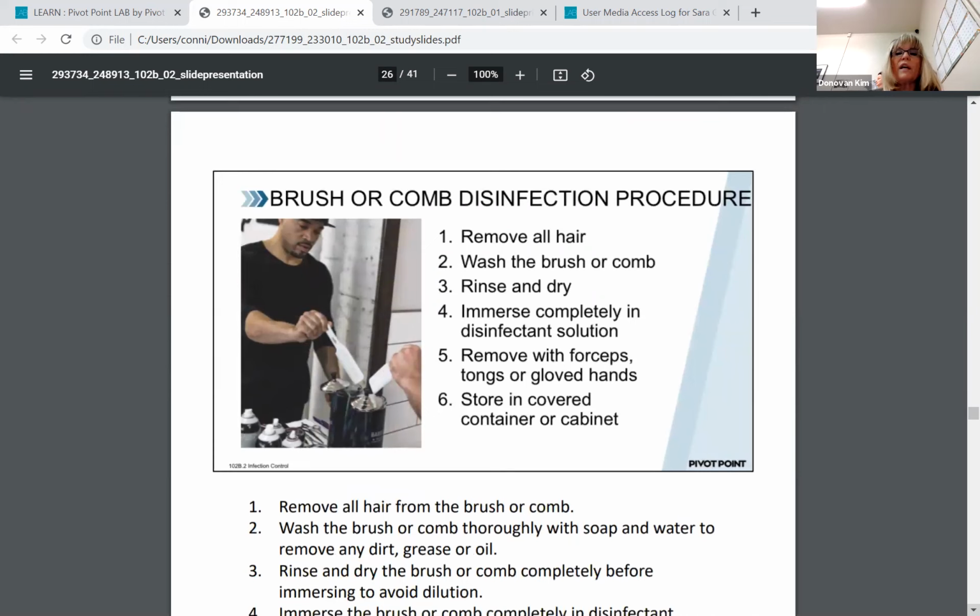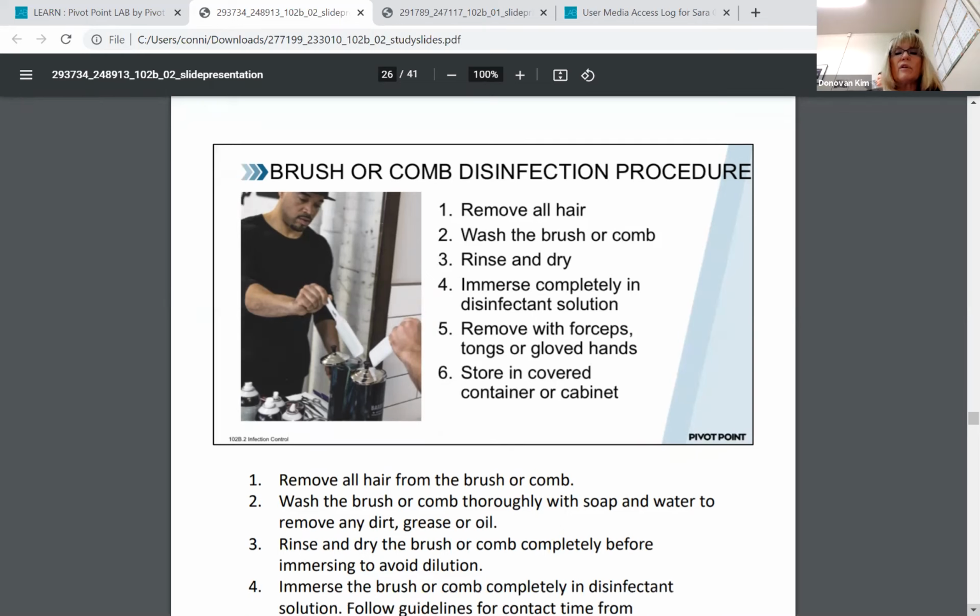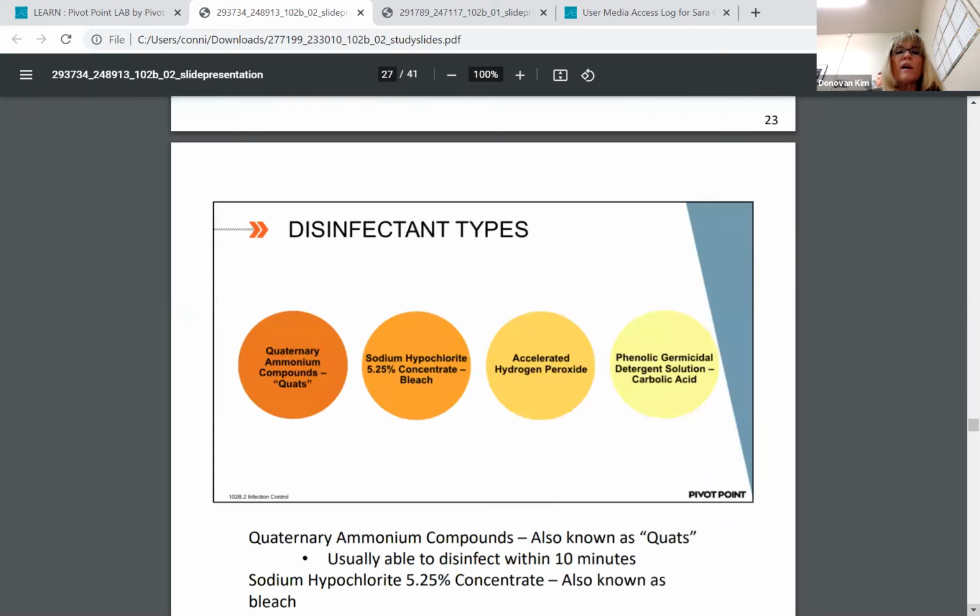So how do we disinfect? We remove all the hair, wash it with soap and water, rinse it and dry it, immerse it in our disinfection solution, remove it with tongs or gloves, rinse it, dry it, and store it in a clean covered container. You should know that for sure.